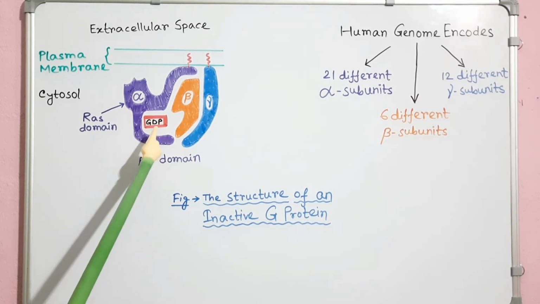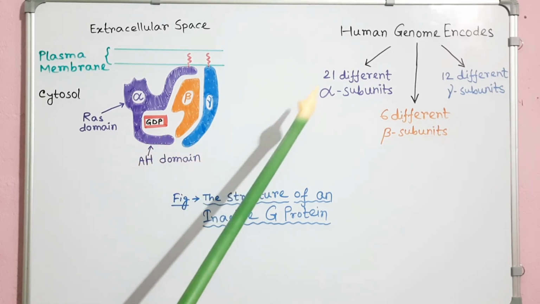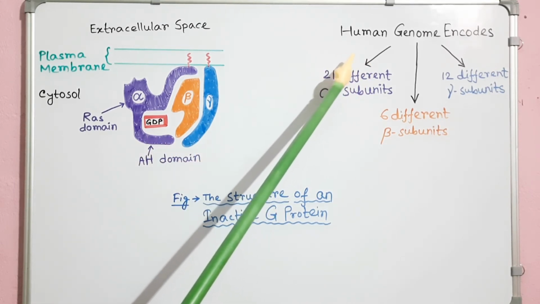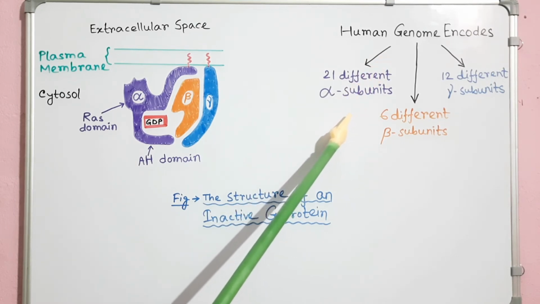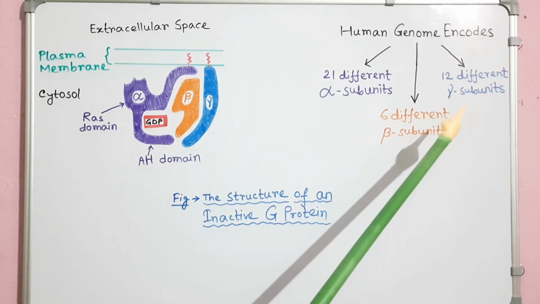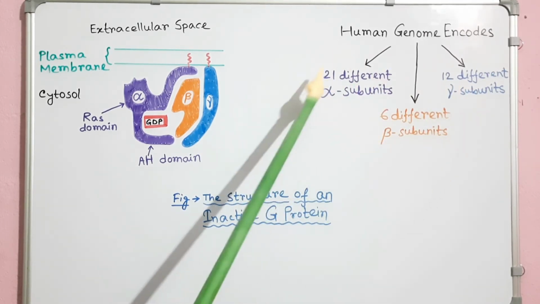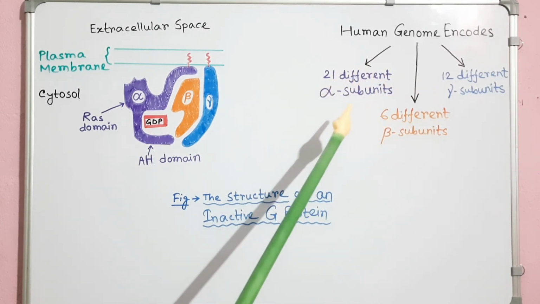The G protein subunits are encoded by distinct genes. The human genome encodes 21 different alpha subunits, 6 beta subunits, and 12 gamma subunits. Different G proteins associate with different receptors.